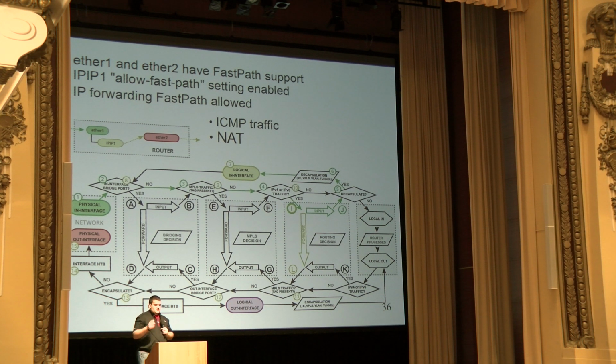We have Ethernet 1 and Ethernet 2. We have a packet that travels in the router from an IP tunnel that's on ether1 and leaves through ether2. Both ether1 and ether2 have FastPath support, and the IP tunnel's allowed FastPath setting is enabled. Also, IP forwarding FastPath is enabled. You have ICMP traffic, and you have a NAT. So who thinks that this packet will travel through the router in the FastPath way? Please raise your hand.